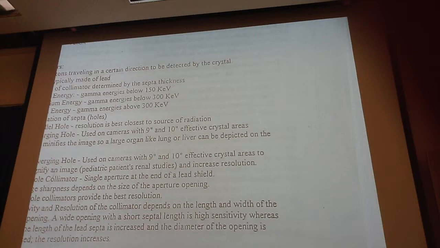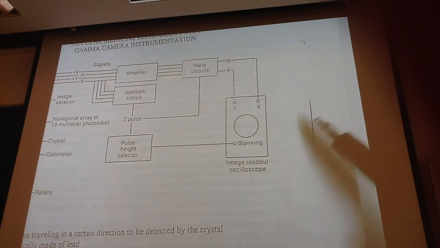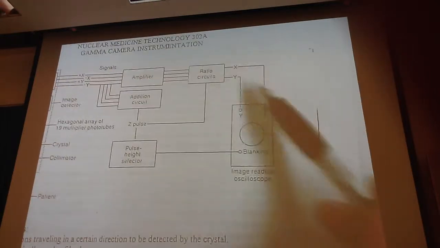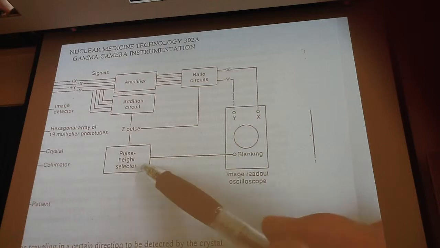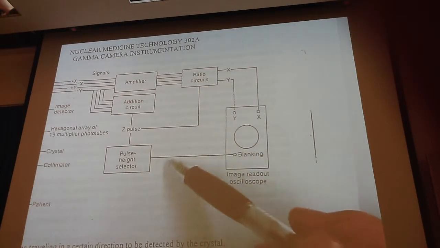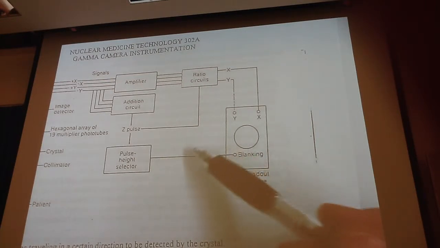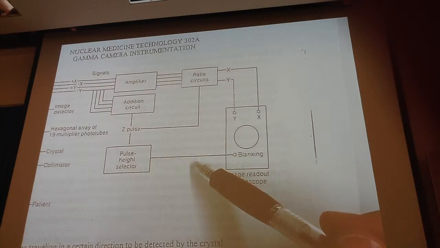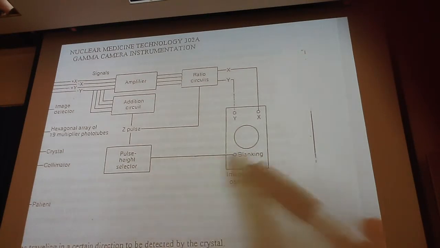But like I said, the thing that you have to keep in mind is that all these components are definitely potential questions that you'll see. So the ratio circuit establishes the location, the pulse height selector establishes the energy of the photon, and as I said before, this is what you count when you're going for a certain number of counts. Okay? So you're counting Z pulses.